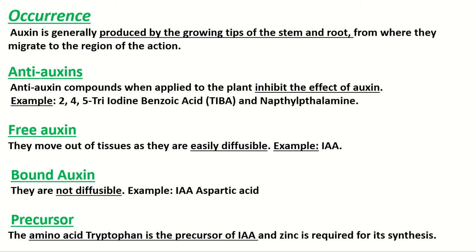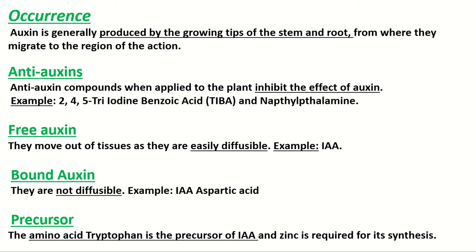Antiauxin. Antiauxins are substances or compounds which inhibit the effect of auxin. Consider the physiological action of auxin, which is cell elongation. Any compound which inhibits the cell elongation process stimulated by auxin is said to be an antiauxin. An example of antiauxin is 2,3,5-triiodobenzoic acid, generally known as TIBA. And the second example is naphthalene.